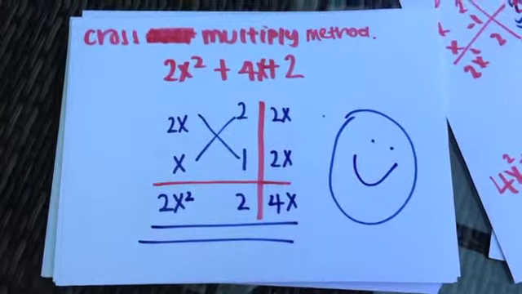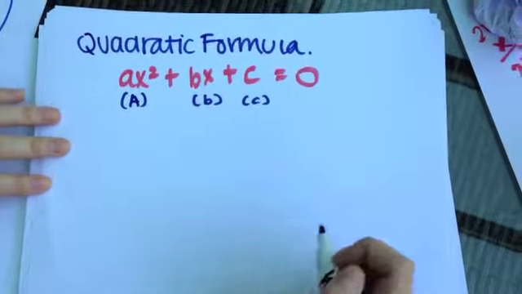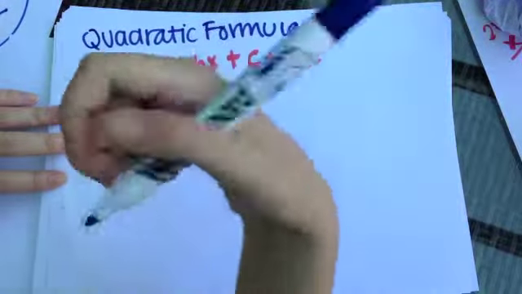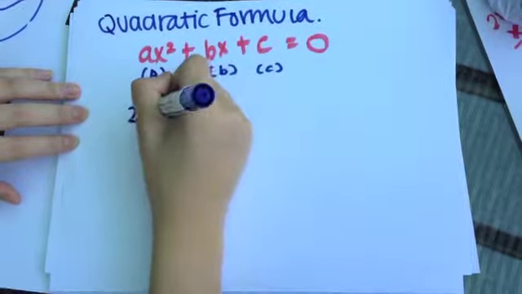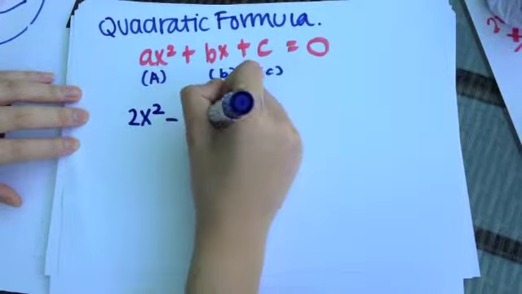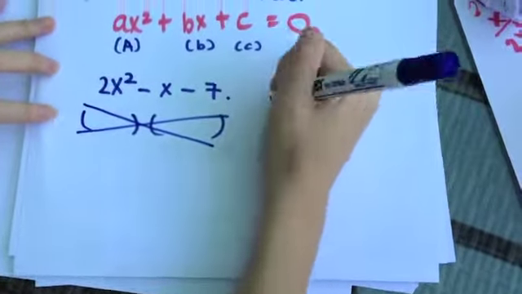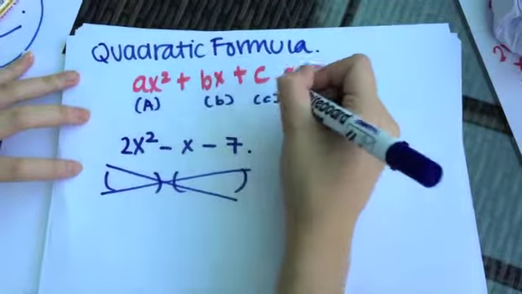Yay! What we're going to do is the quadratic formula. It's sort of similar to the factoring one, but this time instead of factorization, we're going to use a formula to factor it. For an example, like 2x squared minus x minus 7. Instead of factorizing it, you don't. You will use the quadratic formula, starting from ax squared plus bx plus c equals 0.